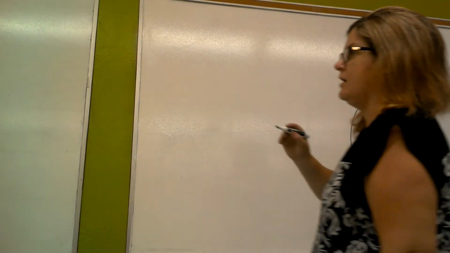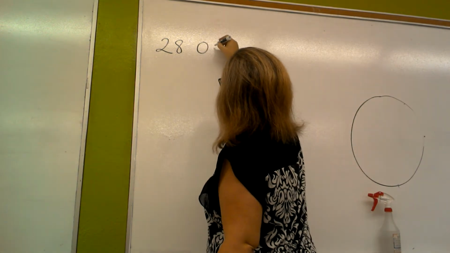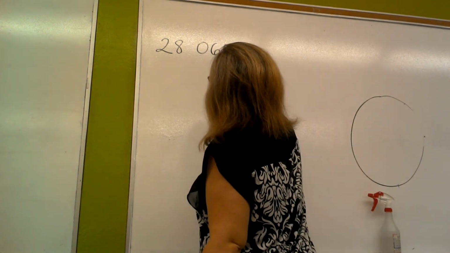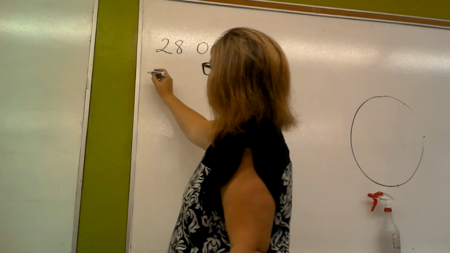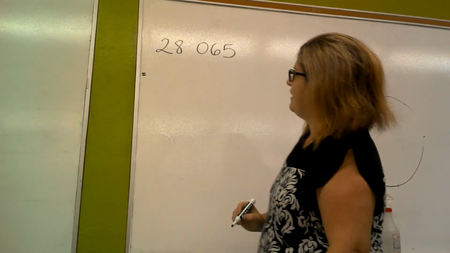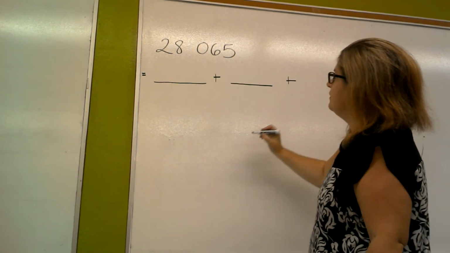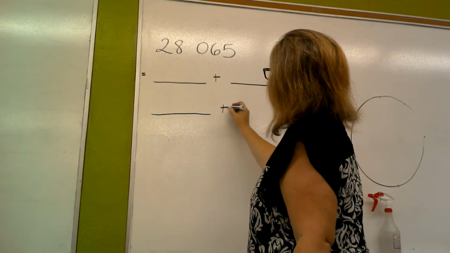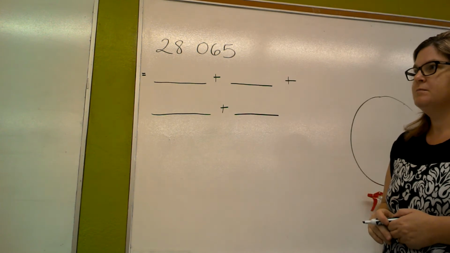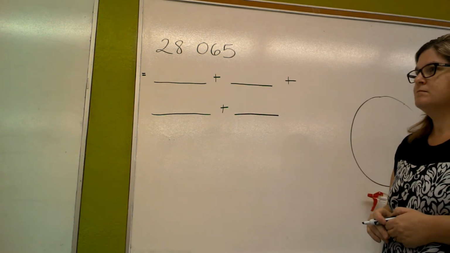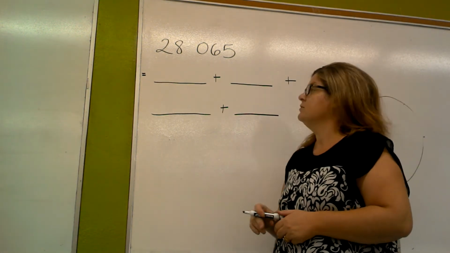So we're going to look at the number 28,065, and I'm going to give you a few seconds to break that down in expanded form to show me that you know the different place values that make up that number. You can pause the camera now if you need to.